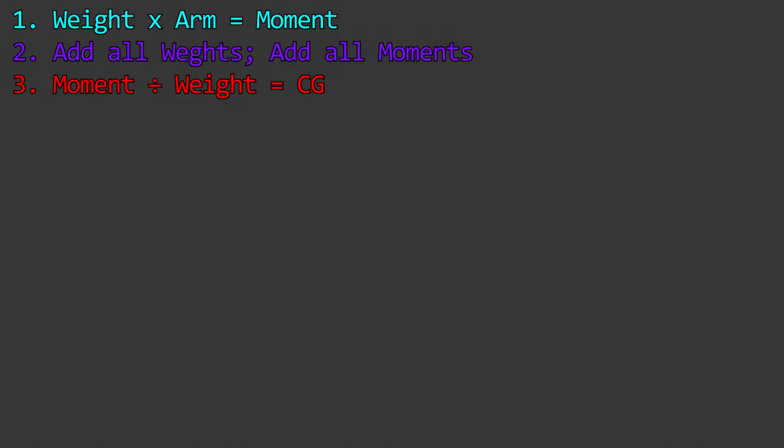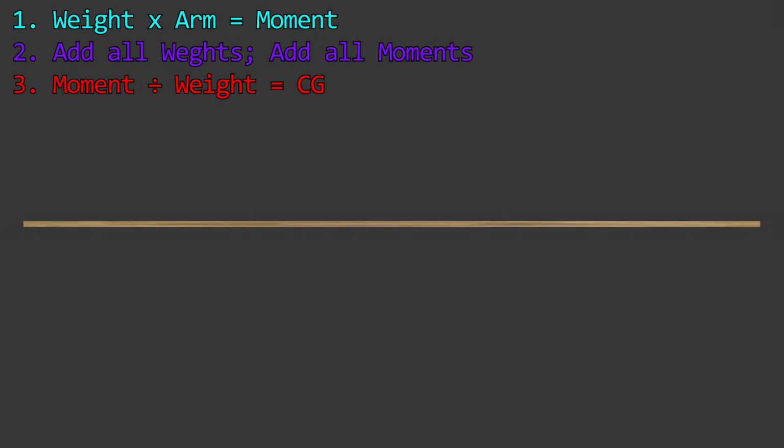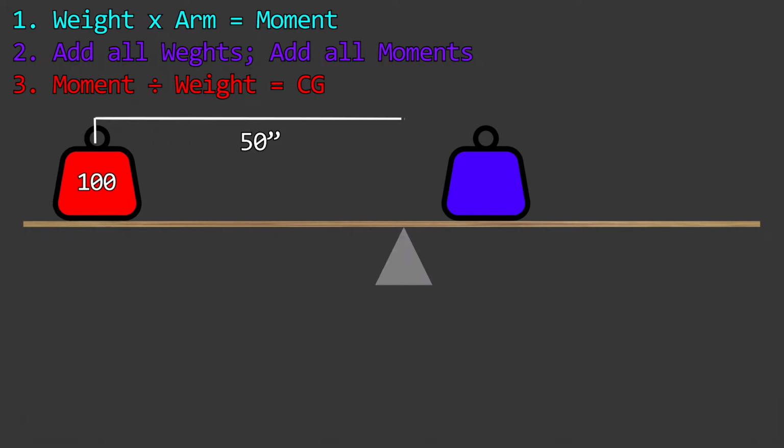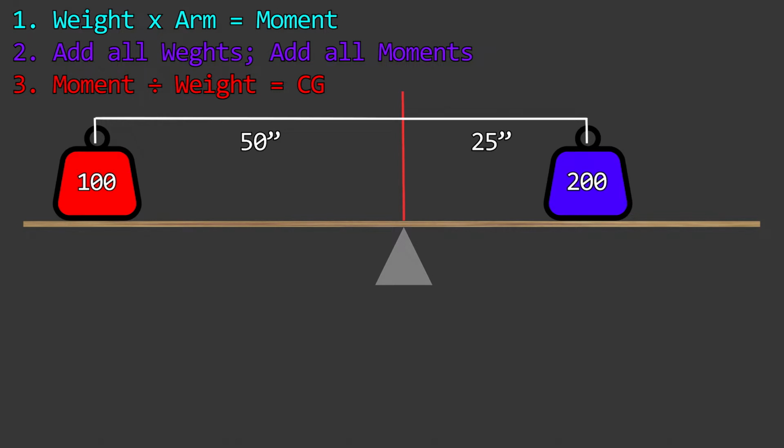Let's look at a simple weight and balance problem. This is our plank and our weights. Let's put our 100-pound weight at 50 inches left of the datum. And the datum is the reference line where we measure all our distances from. We'll put a 200-pound weight 25 inches to the right of the datum.